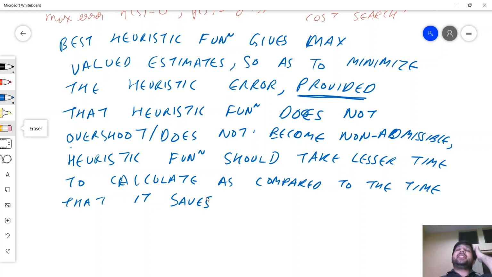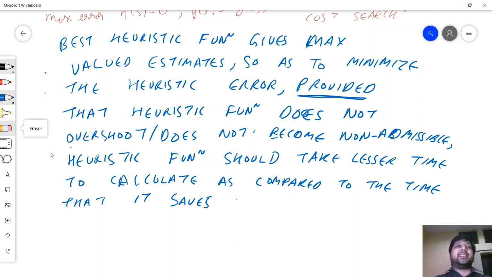And what it means in your case is your heuristic function has to be strictly constant. Don't go in for heuristic functions that take too long. Otherwise, we'll get into the debate of is it wasting more time or is it saving more time. So, your heuristic function cannot take too long to calculate.